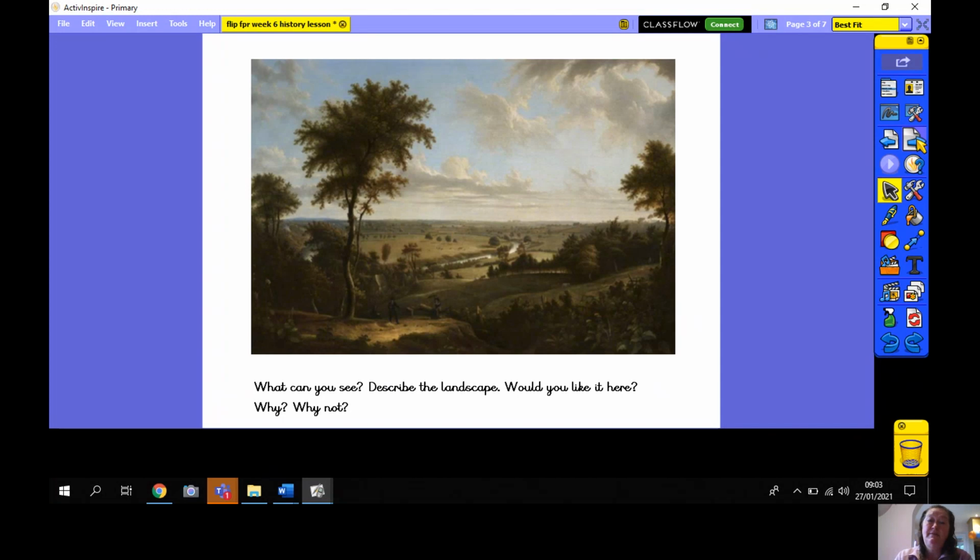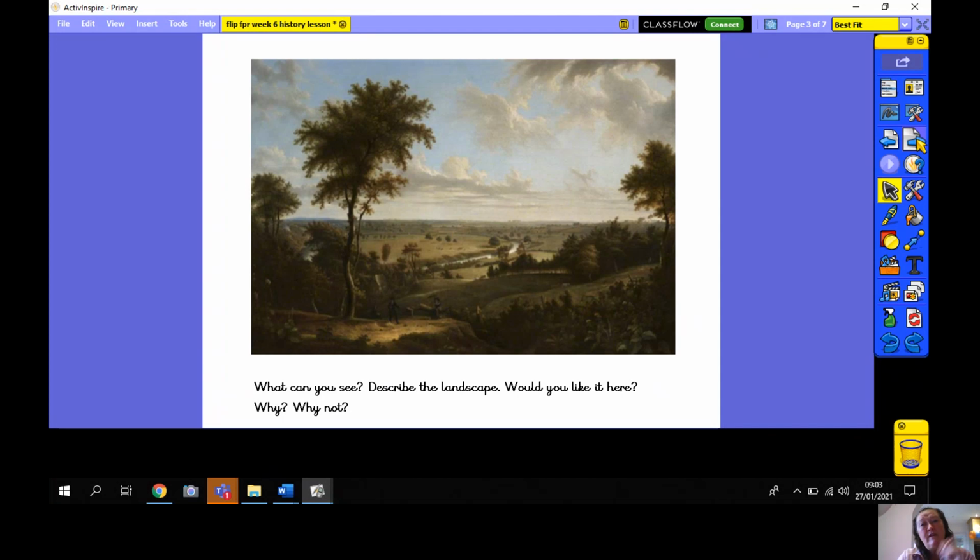Would you like it here? Why would you like it here? And if you don't like it here, why not? Is there nothing to do? Would you be bored? I don't know. So have a think about that. Have a good look at that picture, because you're going to be asked to describe what you see and what it's like before the Industrial Revolution. I'd also like you to really think about whether you'd like it here or not. It's not everyone's cup of tea. Everyone has their own preferences. Personally, I think that's wonderful, but it doesn't mean that my opinion has to be your opinion.